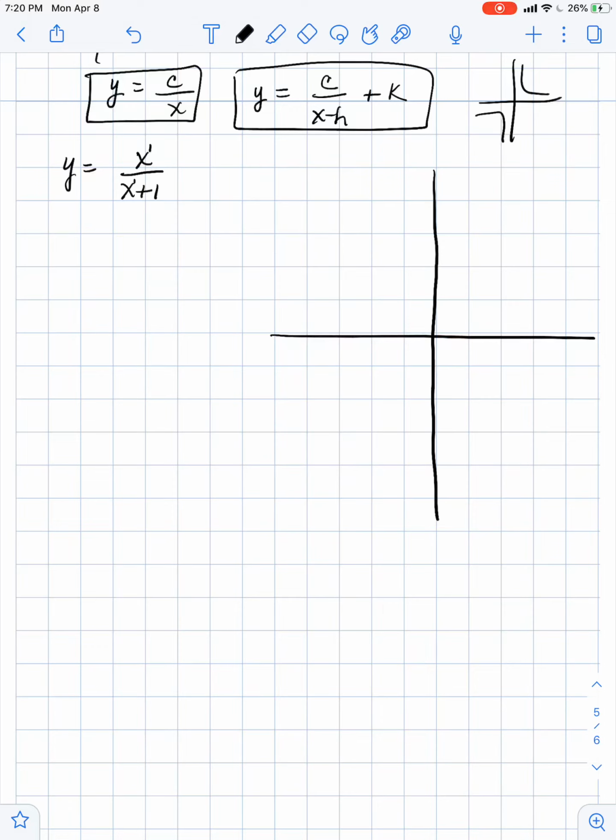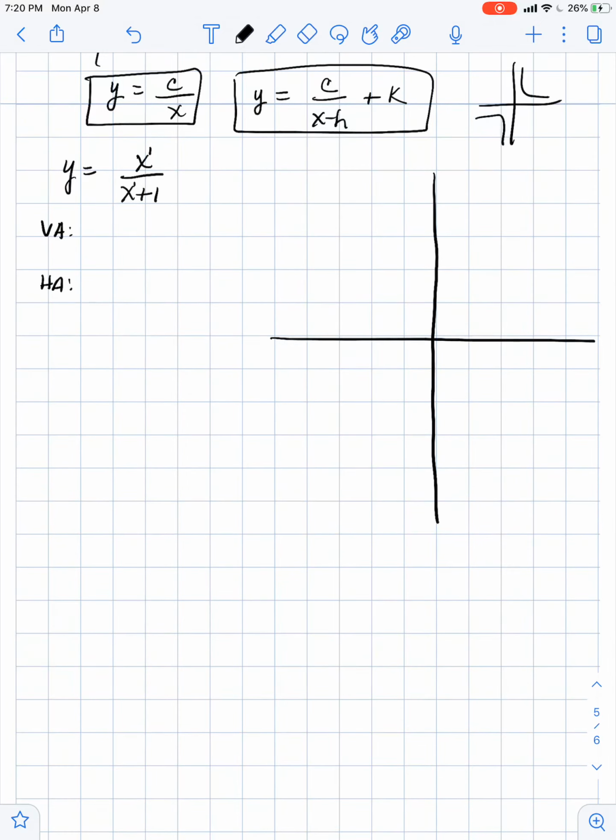Now, when we look at our vertical asymptotes and our horizontal asymptotes, again, remember your vertical asymptote in this case is where your denominator cannot be 0. So x plus 1 we know cannot equal 0. So x equals -1 would be my vertical asymptote. So we're going to draw that in. Okay, so we're going to go ahead and draw in where x is -1.